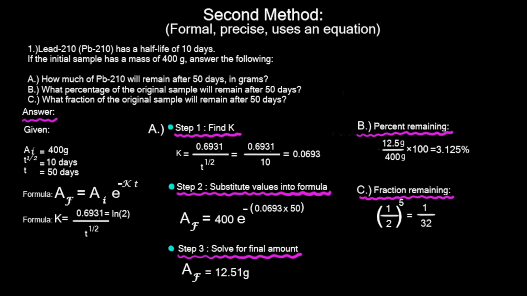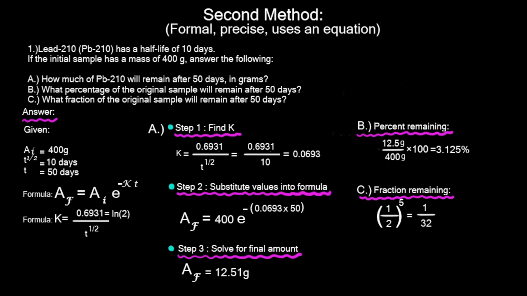Now let's move on to option B, which asks about the percentage of the substance remaining. All we need to do here is divide 12.5 grams by 400 grams, then multiply by 100, which gives us a value of 3.125% remaining.